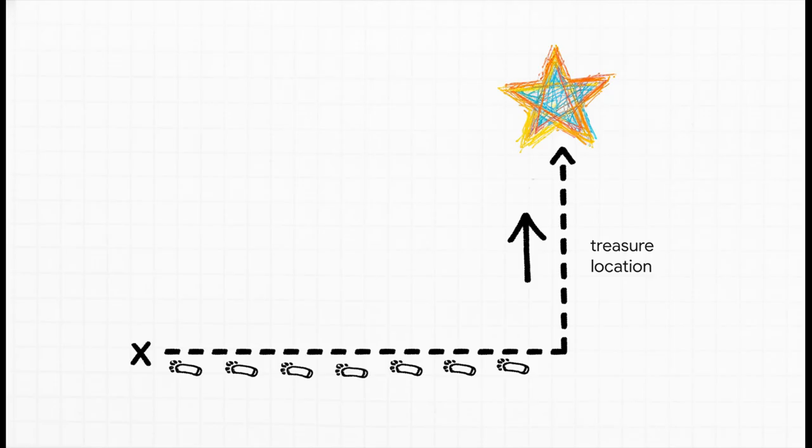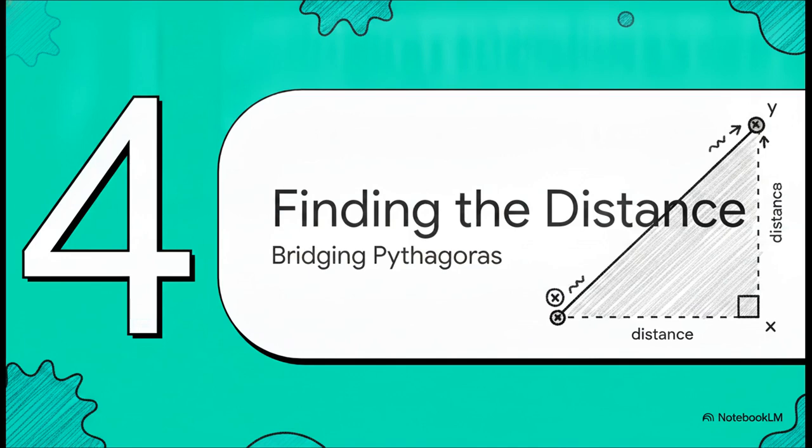The second number is always the y-coordinate, telling you how many steps to climb vertically, up or down. A great trick to remember this: you have to walk across the floor before you can take the elevator up. Finding the distance, bridging Pythagoras to the grid.